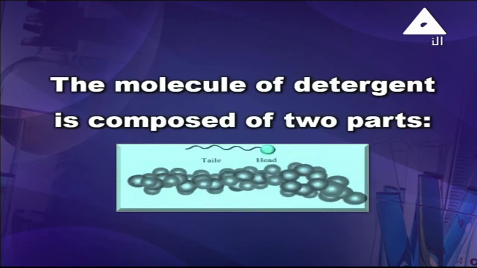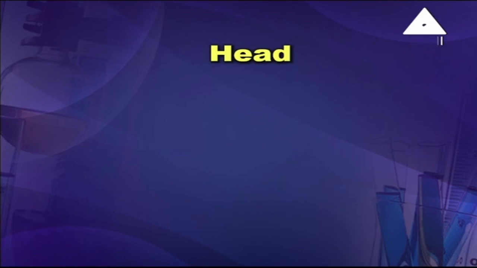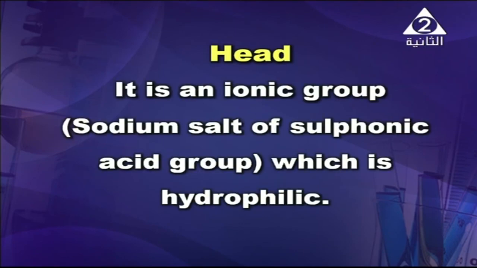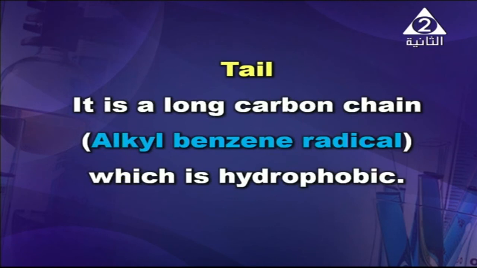Here, my dear student, the molecule of detergent is composed of two parts, head and tail. The head is the ionic group, the sodium salt of the sulfonic acid group, which is hydrophilic, and the tail, which is a long chain alkyl benzene radical, which is hydrophobic.